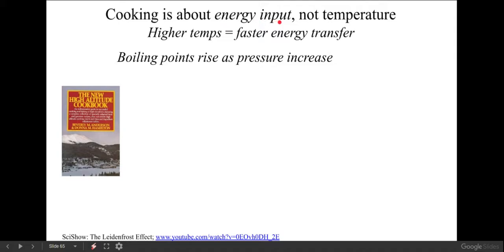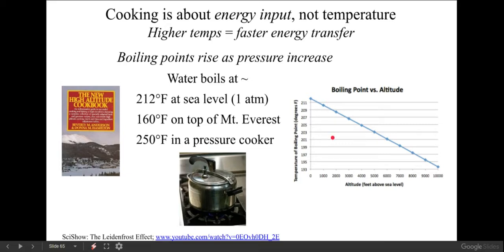Cooking's all about putting in energy, not necessarily how hot it gets. So the higher temp you cook it at, the more energy gets put into it. And since boiling point goes up as pressure increases, at high altitude it's the opposite. Pressure goes down, so the boiling point goes down. So again, here's a graph of altitude. At 0 feet, this is in Fahrenheit, water boils at 212. But if you go up 1,000 feet, 210, and then lower and lower and lower. If you go to the top of Mount Everest, then water boils at 160 degrees.